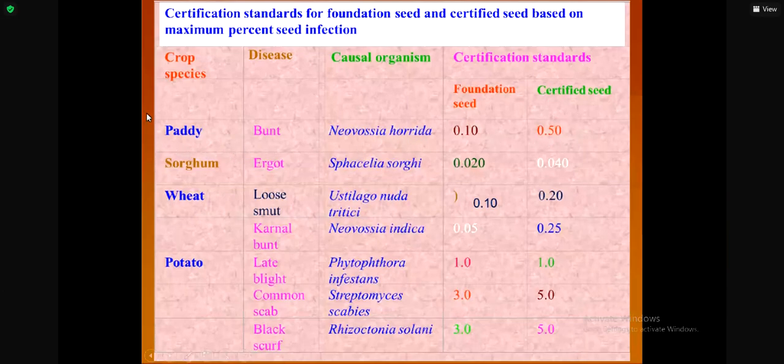So you see here for the paddy, that is for the rice, if the disease is bunt, for example, the certification standard for foundation seed is 0.1%, and the certification standard for certified seed for rice, when we're talking about the bunt disease, it is 0.5%. You can see here. And this certification standard varies from disease to disease, from crop to crop. You can see here for sorghum, if the disease is grain smut, the certification standard is 0.02% for foundation seed, and 0.04%.